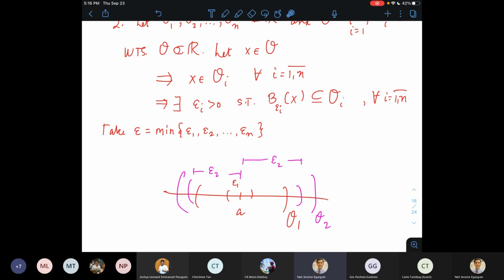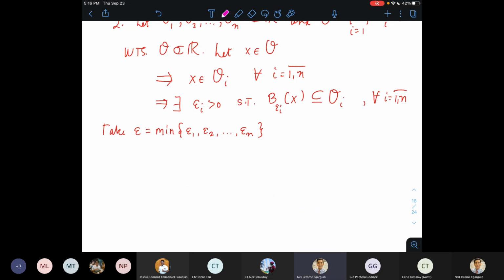And imagine what will happen if you have, say, 100 such epsilon neighborhoods. Piliin mo lang yung pinakamaliit. Ibig sabihin, laging nasa loob siya nung lahat ng mga epsilon neighborhoods. Okay? So I hope that made sense, yung geometric argument.